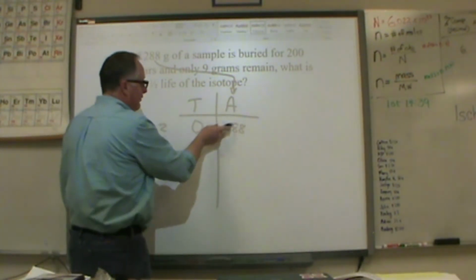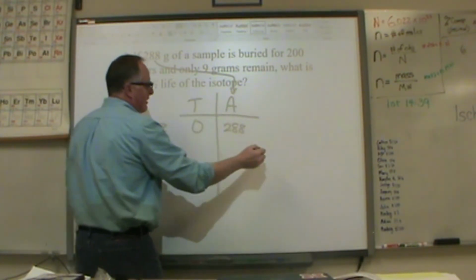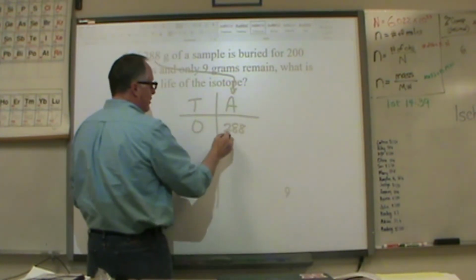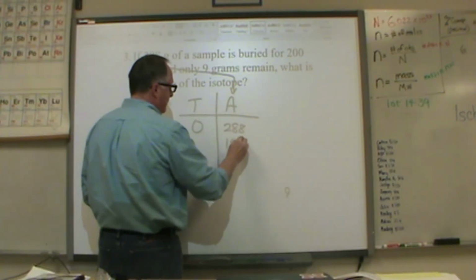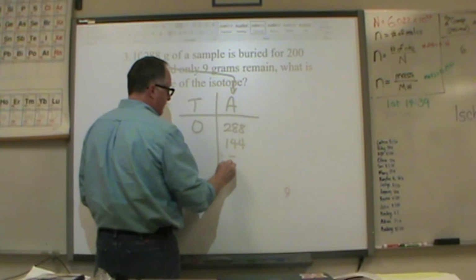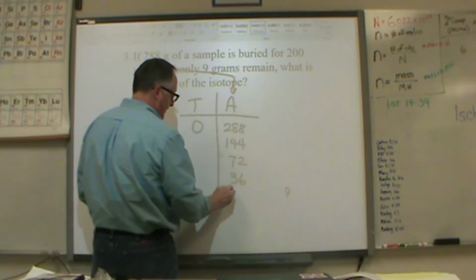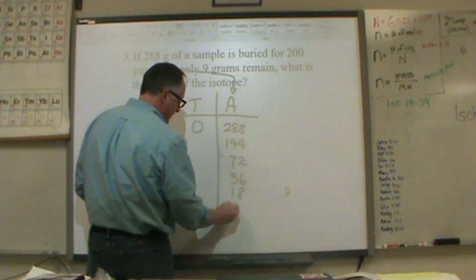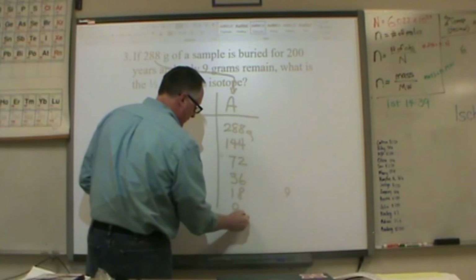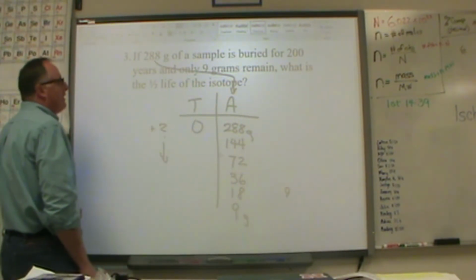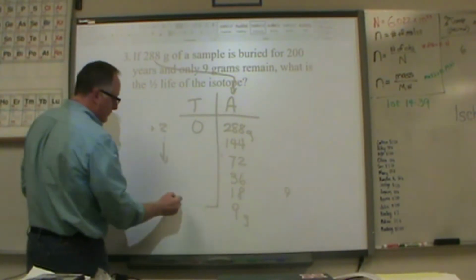So I'm going to count down. I know everything on this side, so I'm going to count down here until I get to 9. That's the number that I'm looking for. So half of 288 is 144. Half of 144 is 72. Half of that is 36. Half of that is 18. And there's the 9 that I'm looking for. And this is grams, so I have 9 grams left. And I know that this is at 200 years.